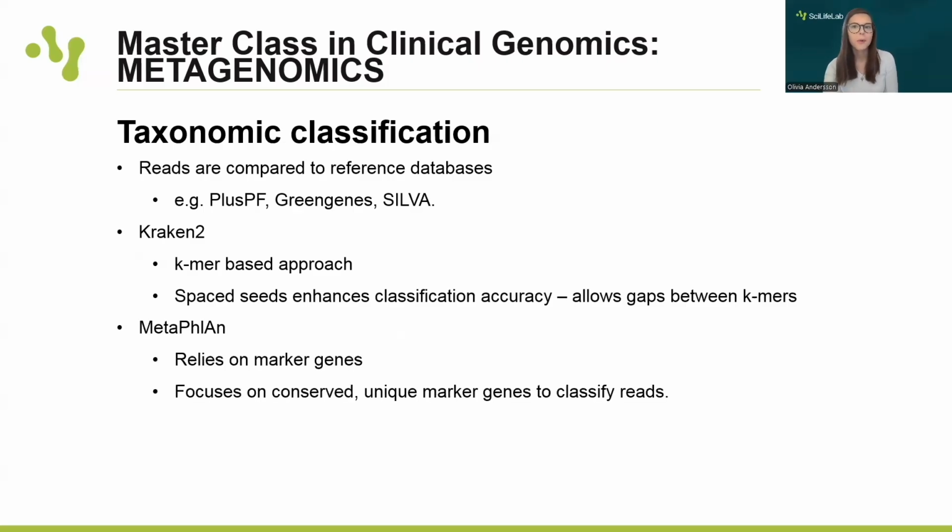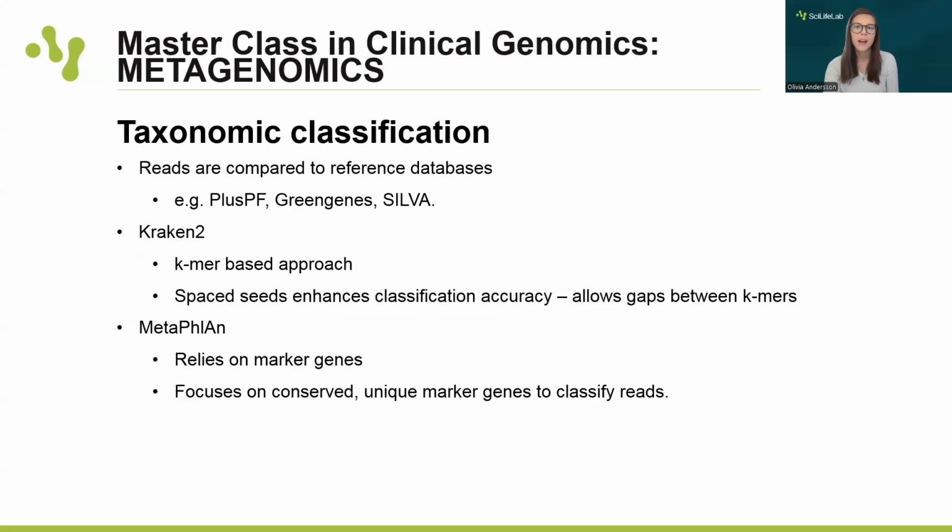MetaPhlAn uses another approach by relying on marker genes that are unique to a specific taxa, rather than using entire genome sequences. Instead of mapping k-mers to a reference database like Kraken 2, MetaPhlAn focuses on identifying a predefined set of conserved taxonomic marker genes that are highly specific to a certain taxa. And these marker genes used by MetaPhlAn are typically selected for their high degree of conservation and their relative uniqueness to that taxon.